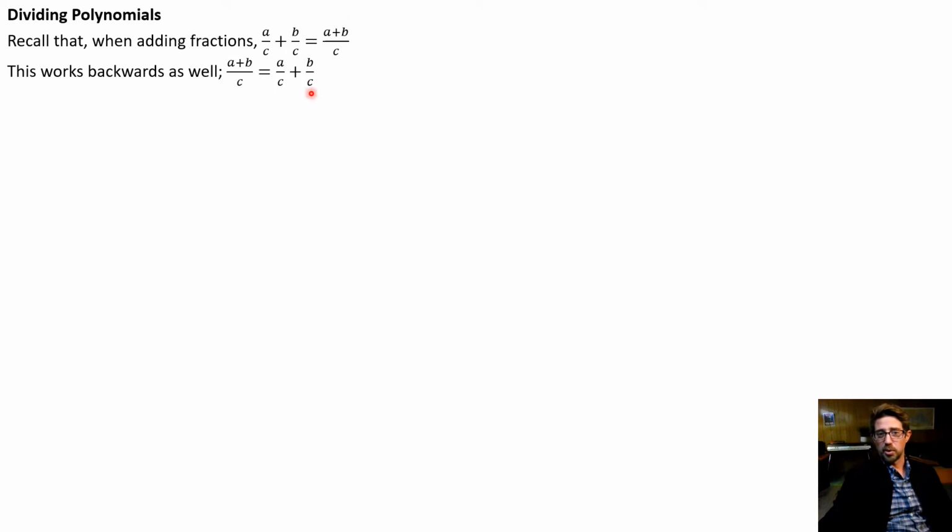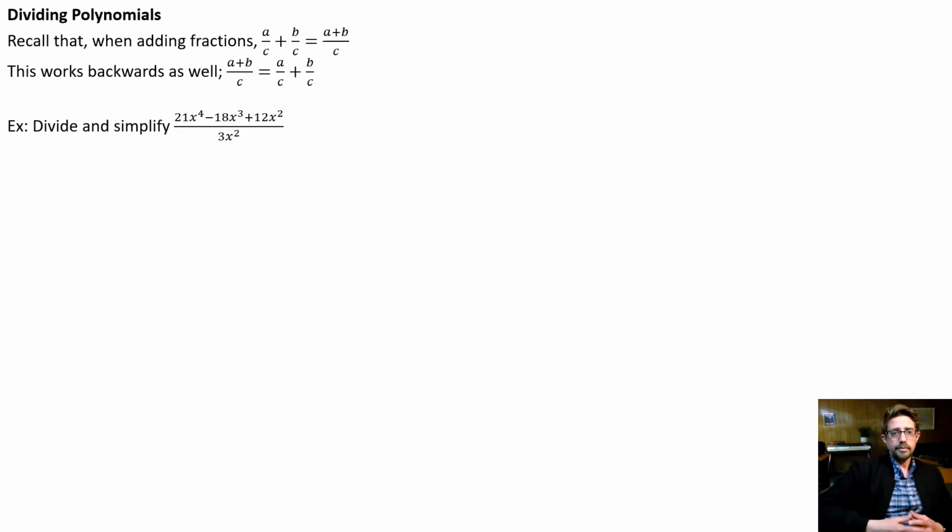Obviously, if it works forwards, it works backwards, right? Now we actually have a reason to do it backwards. So here's what I mean. Divide and simplify: 21x to the fourth minus 18x cubed plus 12x squared over 3x squared.